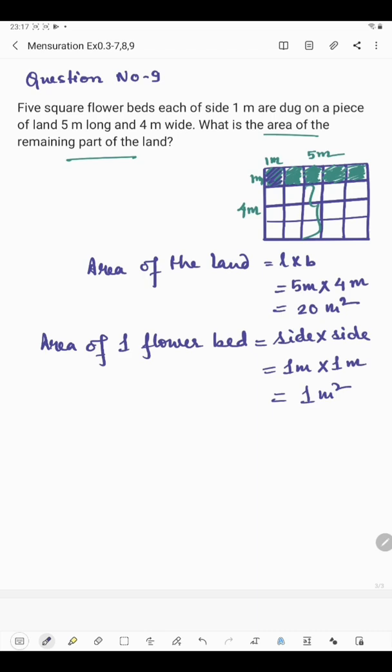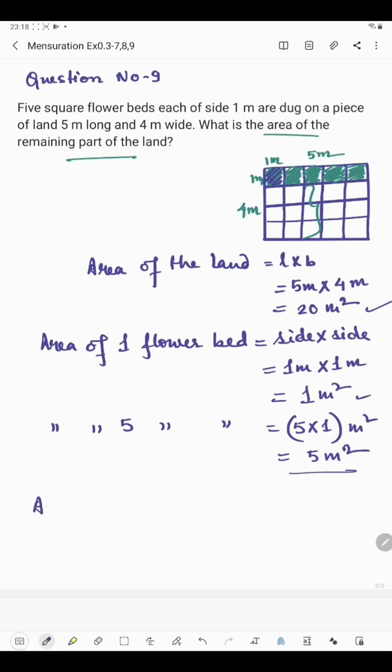Now here we can see that 5 square flower beds are there. Okay, that means if area of 1 flower bed is 1 meter square, so what will be the area of 5 flower beds? So it's 5 into 1. That means area of the 5 square flower beds will be 5 meter square. Now total area of the land is 20 meter square. So from the total area, if you subtract the area of 5 flower beds, then we'll get to know the area of the remaining part of the land, which is the white portion.